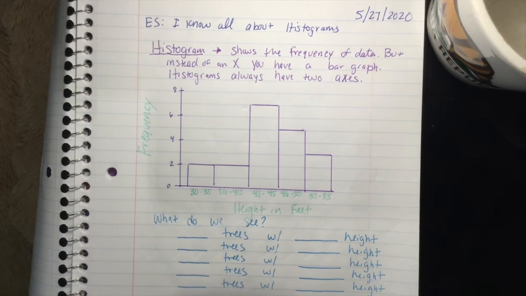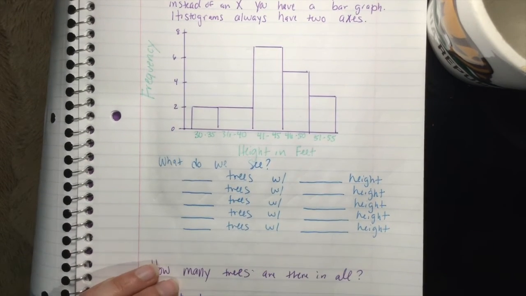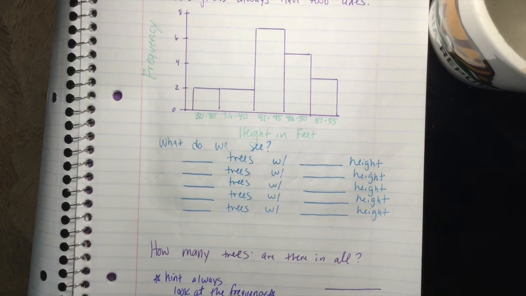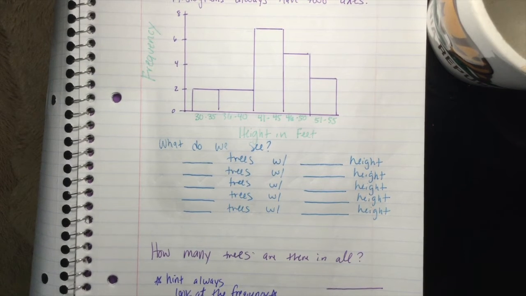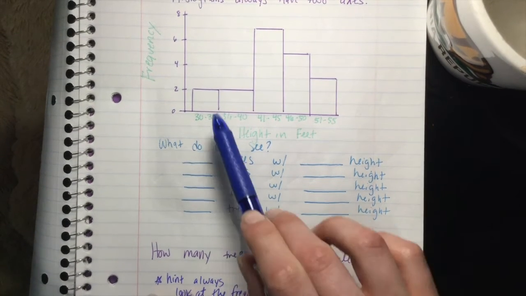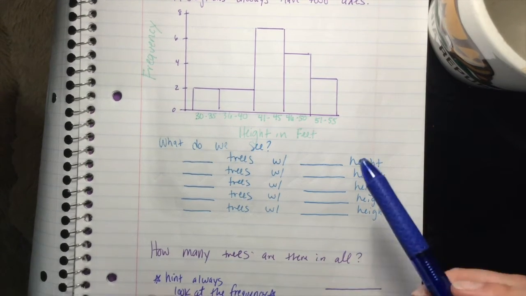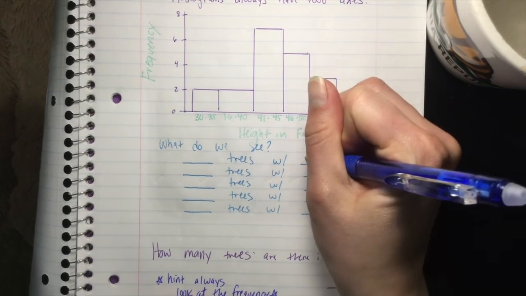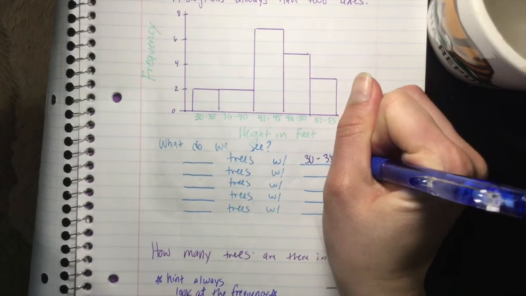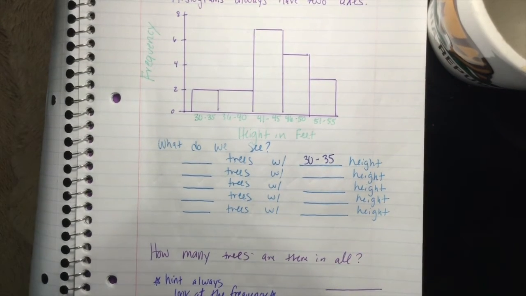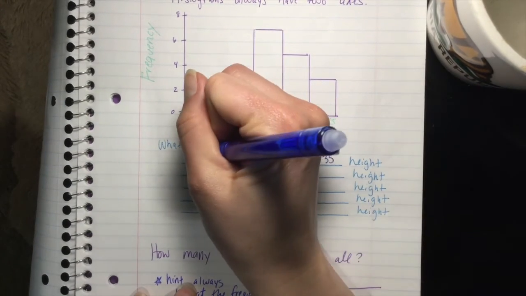So what do we see? I kind of just told you all the answers. Let's see if you were paying attention. You can fill it out on your own. So this first one, in between heights 30 to 35, there were how many trees? 2.